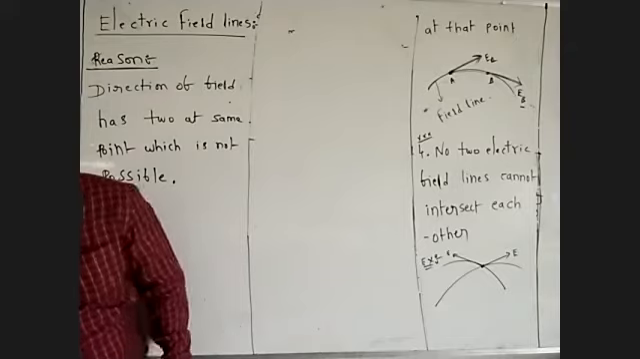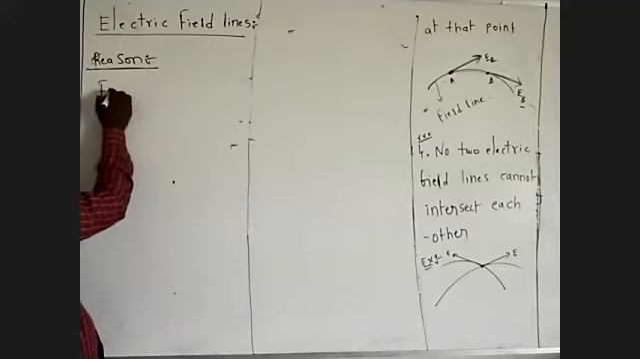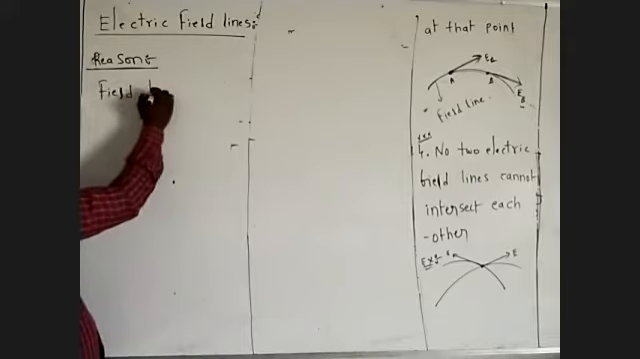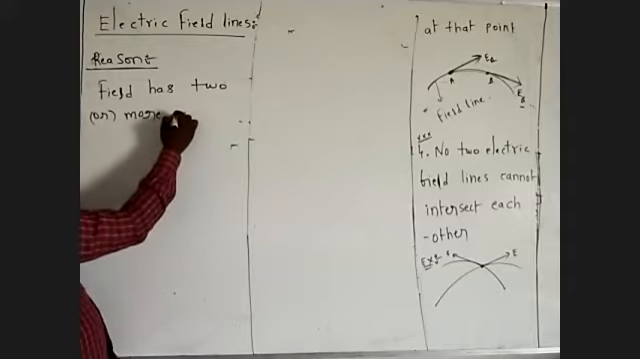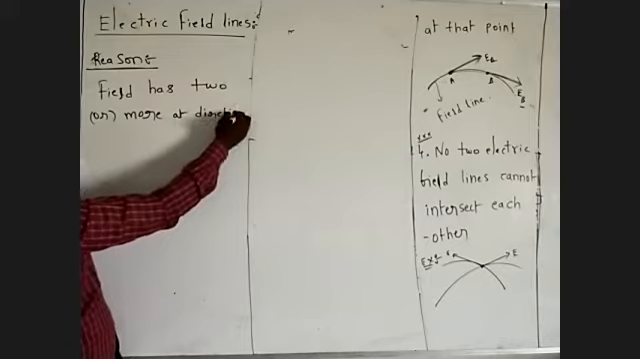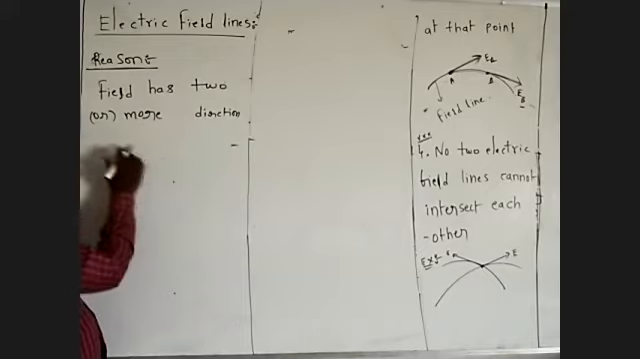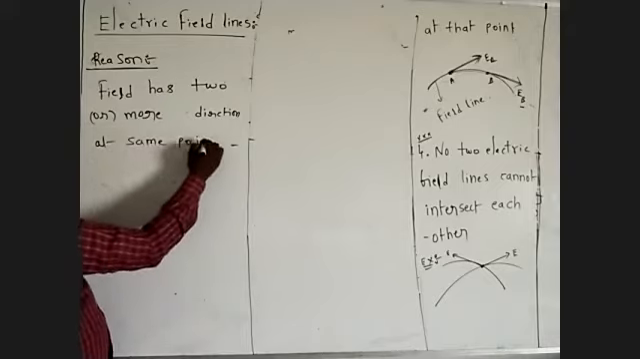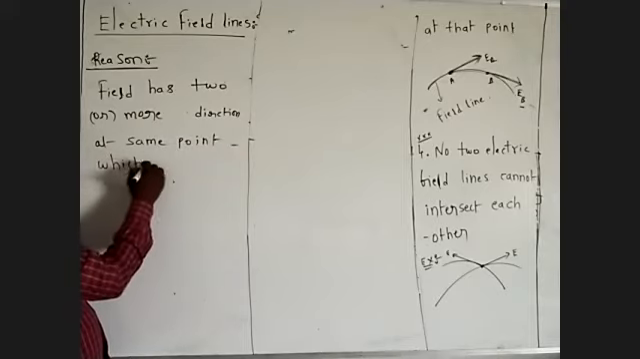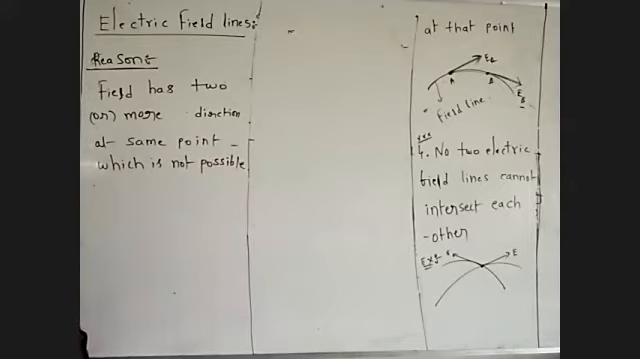Okay, now you will write: the field has two or more directions at the same point, which is not possible.